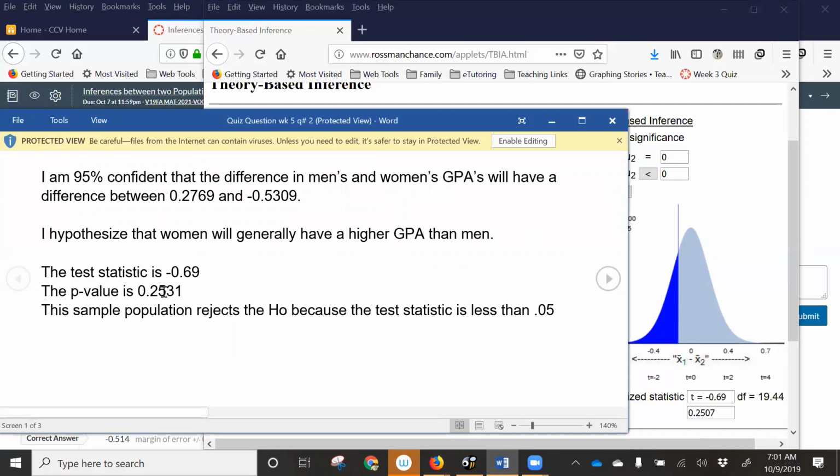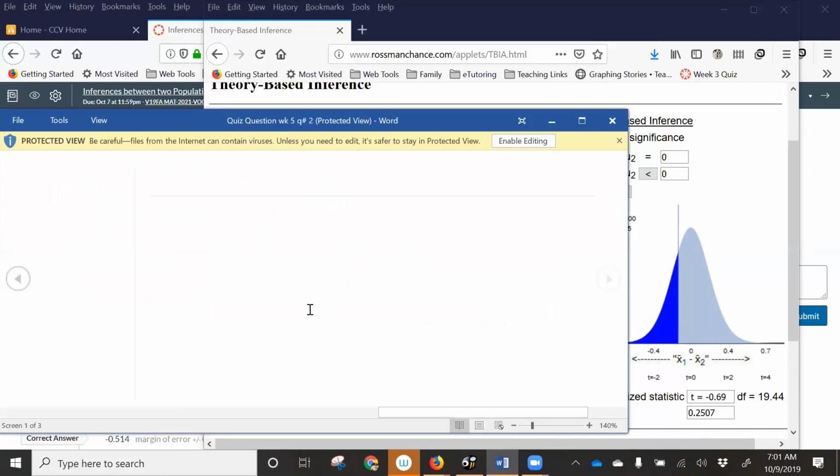If you think about it, I don't want to talk about it as a percentage. The probability of getting a sample of men and women and having the difference between their means be this far away from 0 is 0.25. So that's a very big probability. It's not unusual. We're going to fail to reject HO.